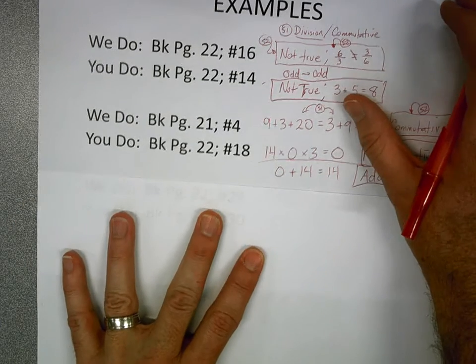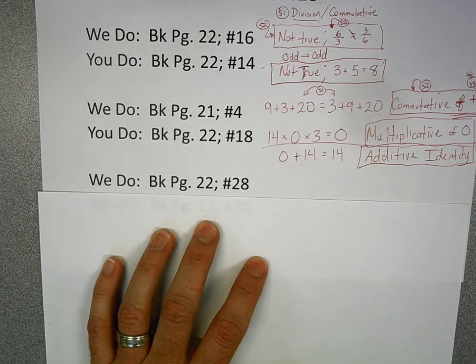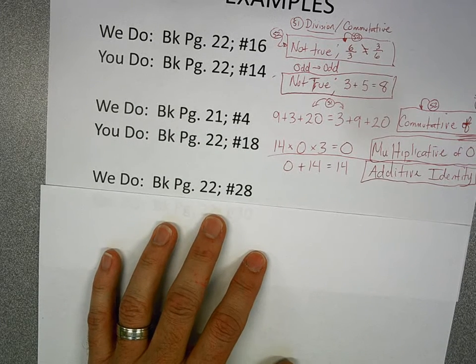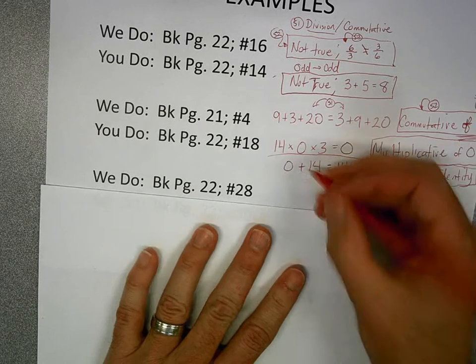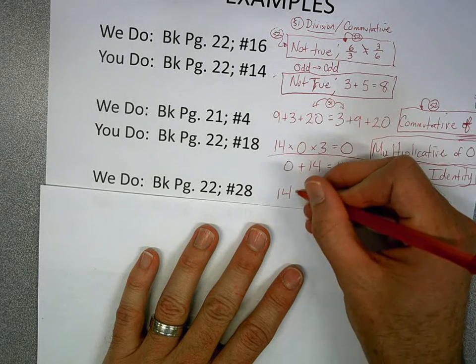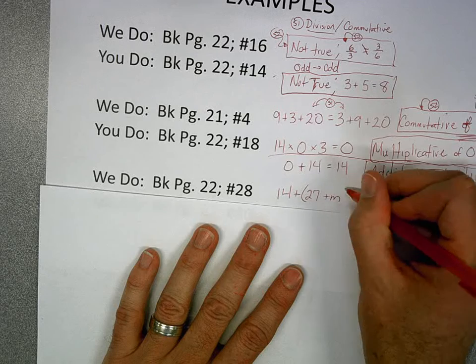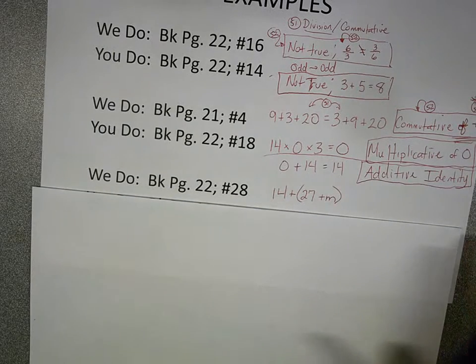Okay, one more type of problem. So let's stay on page 22. Let's take a look at problem 28. So here's what they're wanting you to do on these problems. If you take a look at the directions, it says simplify each expression. So in problem number 28, this time I'll be more careful and put the right one down. 14 plus, and then in parentheses, 27 plus m. So they want you to use a property to your advantage, to help you solve, or at least simplify the problem. You're not going to be solving anything right now, but you will simplify it.